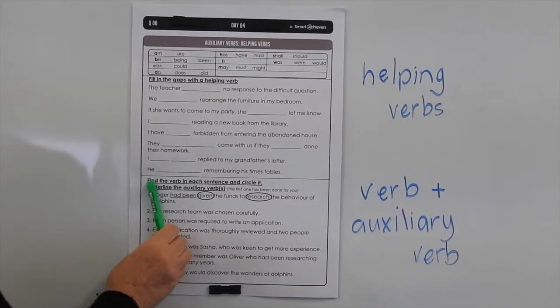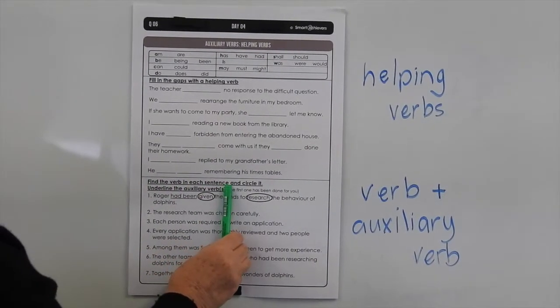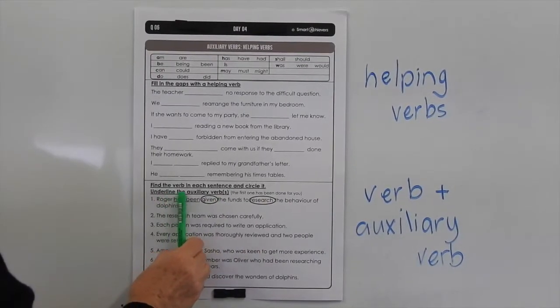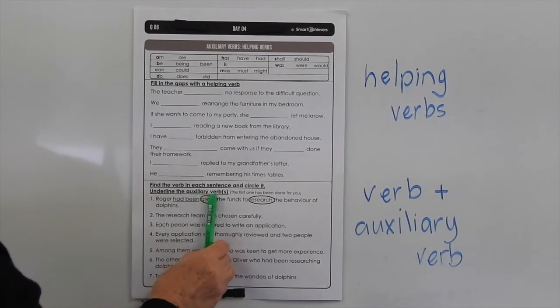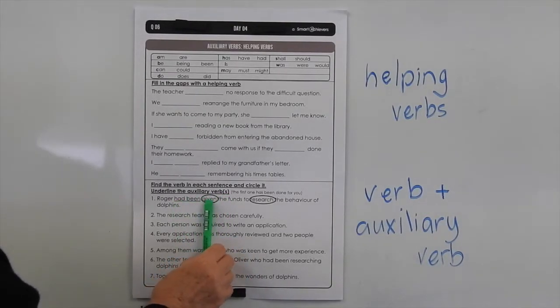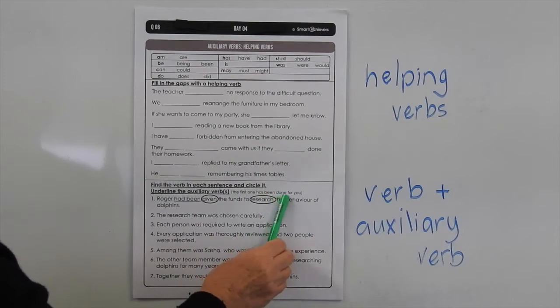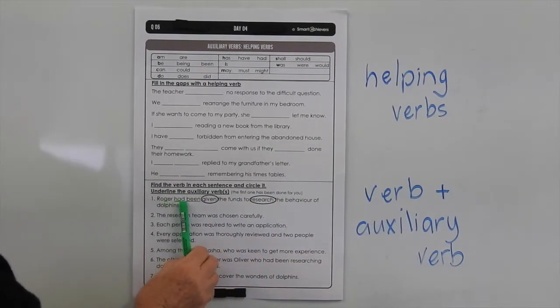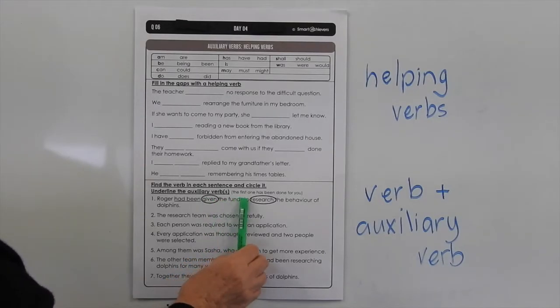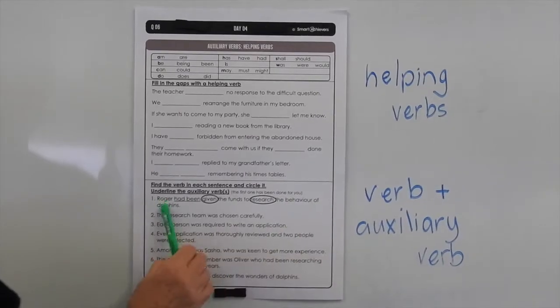Then down the bottom you have to find the verb in each sentence first of all and circle it. We've done the first one for you. And then underline the auxiliary verb or verbs that work with that verb. So the first one's been done for you. So you can see Roger had been is the auxiliary verb, given the funds to research, so given and research are the verbs, the behaviour of dolphins.